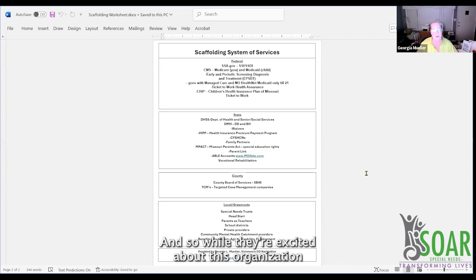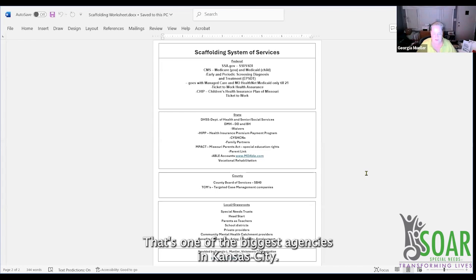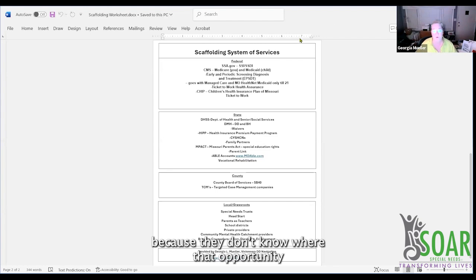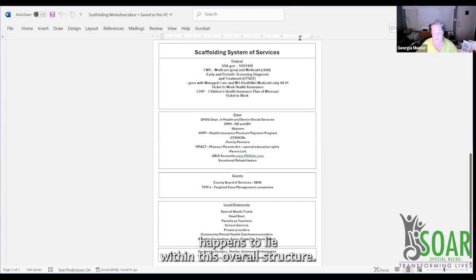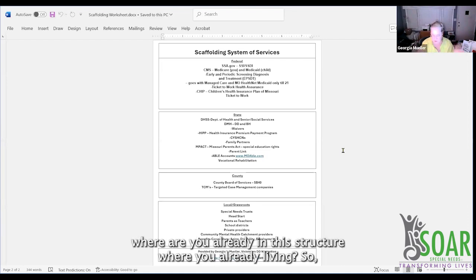And so while they're excited about this organization and they think they're getting so much from it, and they are, that's a lot. That's one of the biggest agencies in Kansas City. They're not necessarily understanding how to maximize that opportunity because they don't know where that opportunity lies within this overall structure. So it's important when I talk with those families and begin to serve them that I can teach them, where are you already in this structure? Where are you already living?